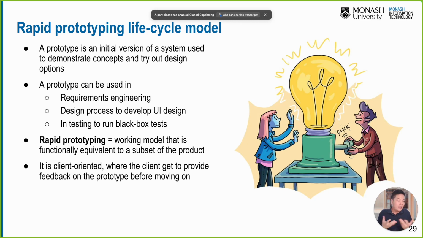That's why within this age, there's another model people call the rapid prototyping life cycle model. What it means is that rather than focusing on the documentation, we focus on the prototype instead. We want to create the proof of concept. We want to create the digital prototype, and a prototype means it is an initial version of the software system.